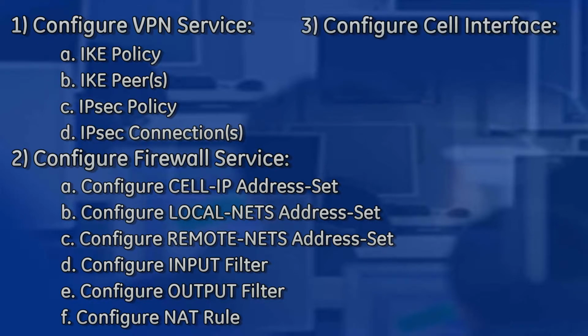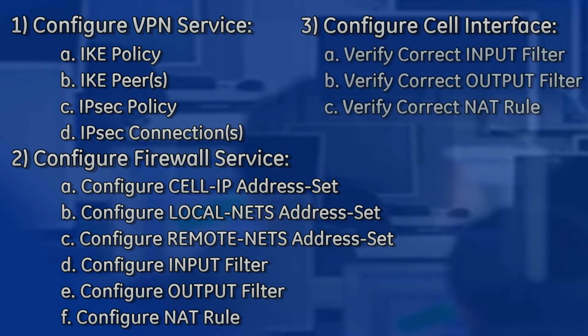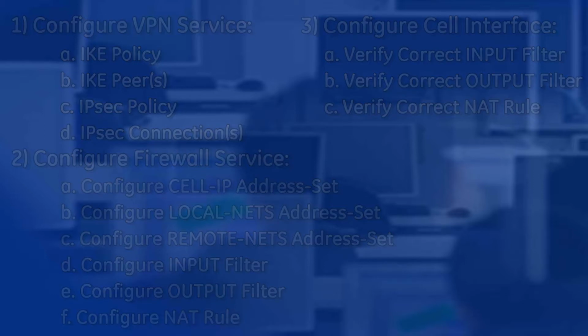Next, we will configure the cell interface by verifying the correct input firewall filter is being used, the correct output firewall filter is being used, and the correct NAT rule is being used.